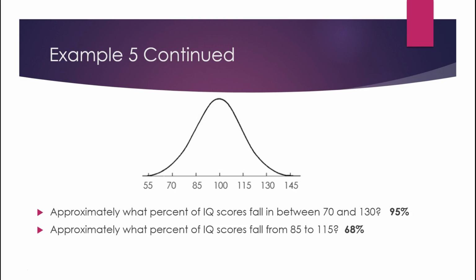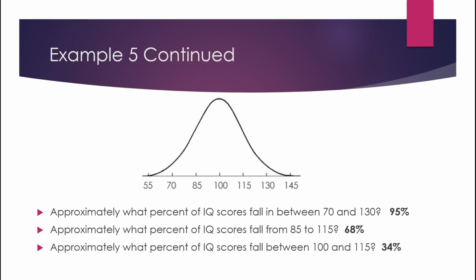Approximately what percent of IQ scores fall between 85 and 115? So this is 1 standard deviation below and 1 standard deviation above, which by the empirical rule is 68%. What percent is between 100 and 115? And so since we have 68% in this section from the second bullet, there's going to be 34%, exactly half of that in the 100 to 115 portion.